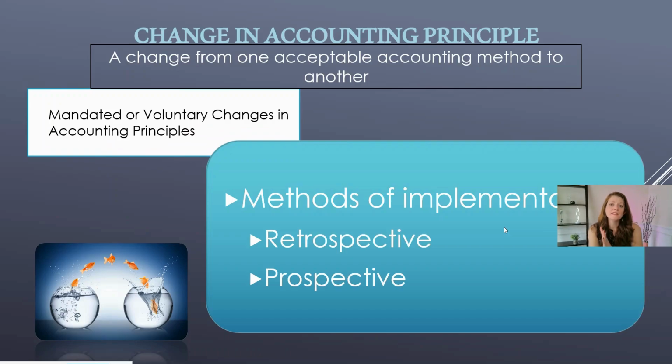Now, prospective is if we really cannot go back retrospectively, and prospective means we're going to change this year and the years going forward. And we can only change that time on the financial statements.